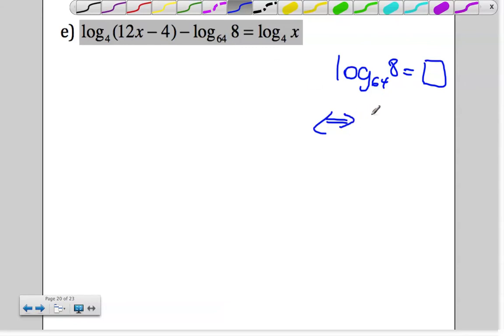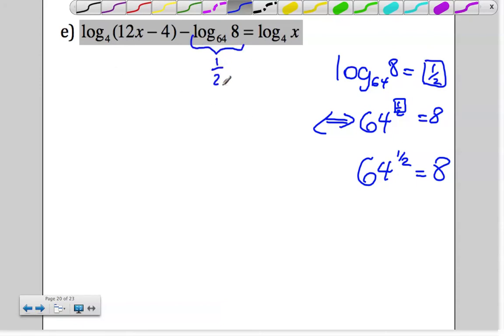So 64 to the power something equals 8. Well, if you think about what you need to do to 64 to get 8, you need to square root it, right? And a square root is a power of a half. Okay, convince yourself that that statement's true. Square root of 64 equals 8, which means the number that went here was 1/2. So this whole thing here is 1/2.